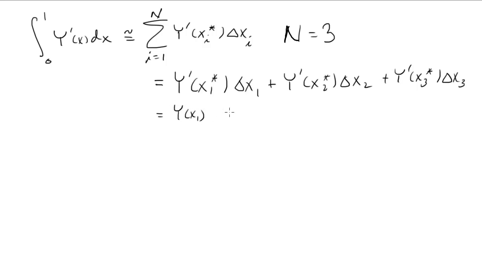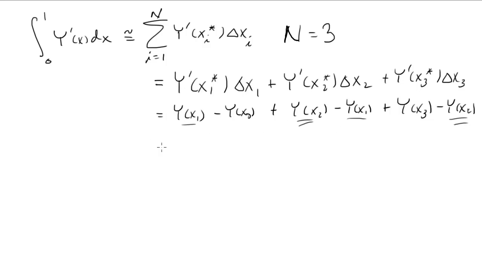Mean value theorem, mean value theorem, mean value theorem. The x1 terms cancel, the x2 terms cancel, and all I'm left with is the endpoints of the interval. This is true for any capital N. The construction is the same, so as I drive n to infinity, it's still true.